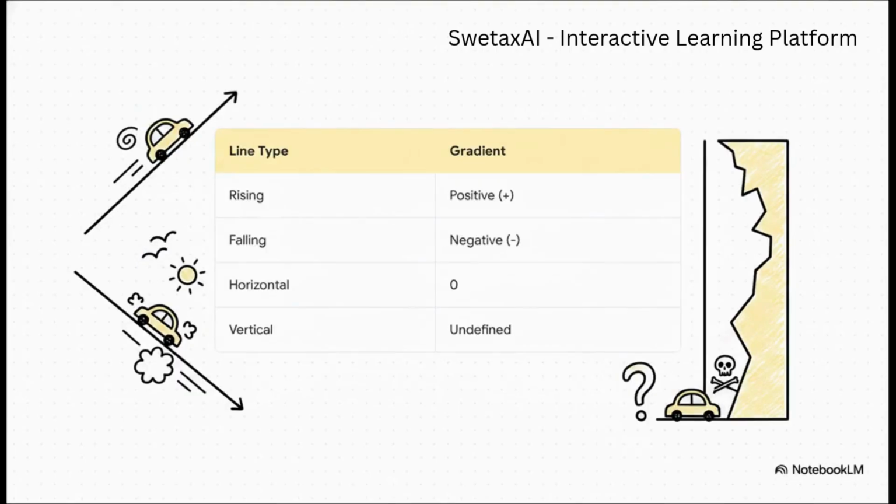These gradients totally dictate our terrain. A positive gradient means you're hiking uphill. Negative means you're cruising downhill. A gradient of 0, that's a perfectly flat road. But what about a perfectly vertical line? Well, mathematically, that gradient is undefined. It's literally a sheer cliff face on our grid. No way you're driving up that.